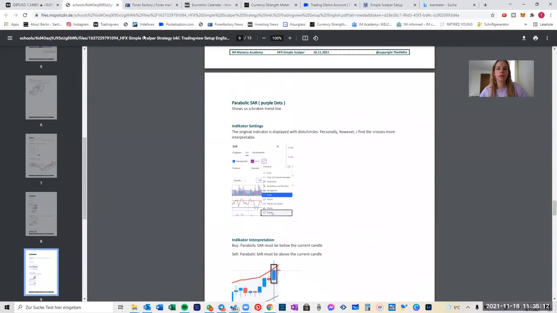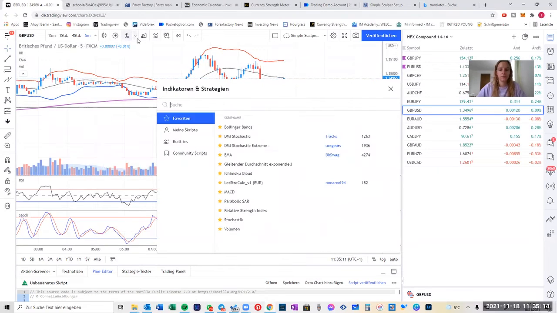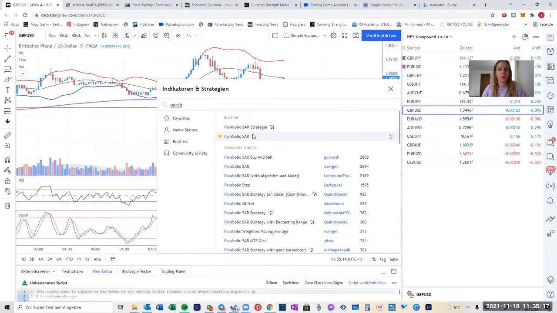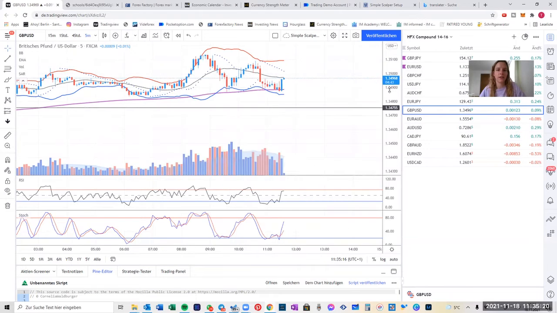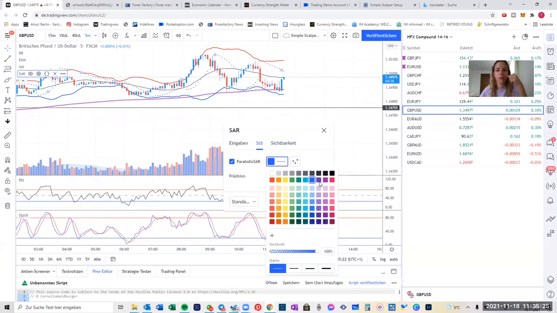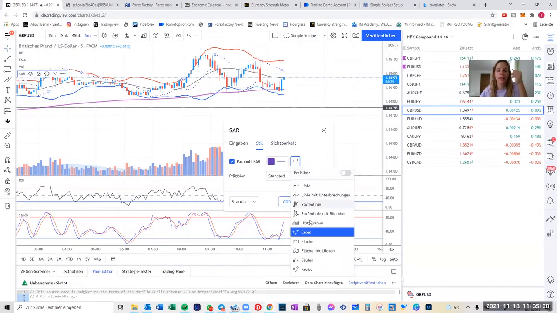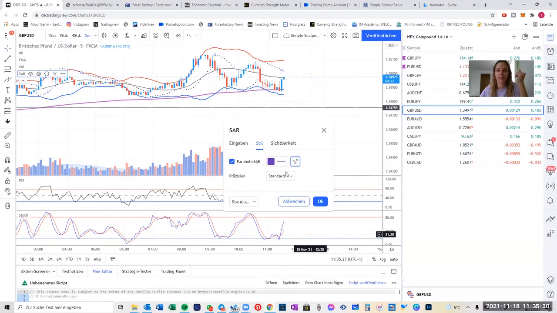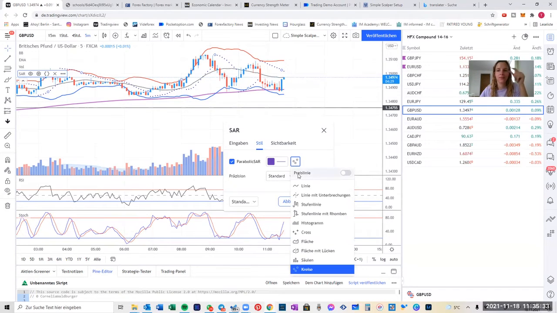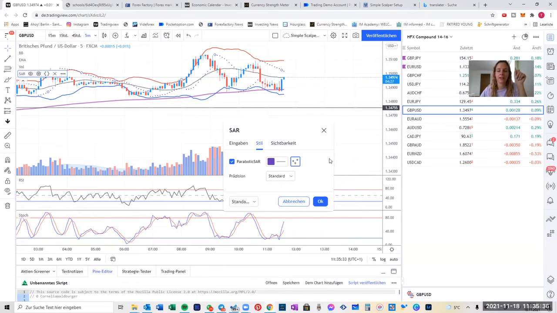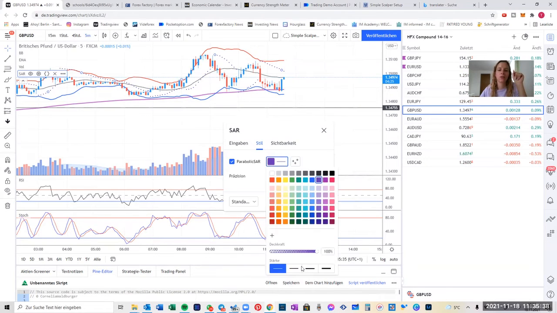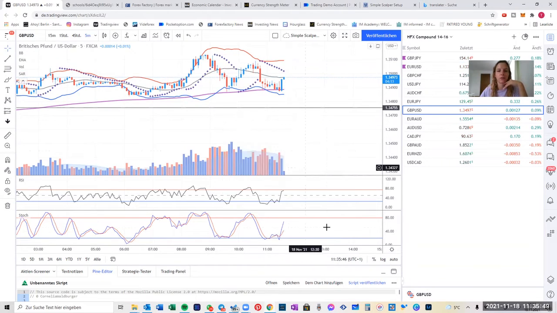Then we have the purple dots, the parabolic SAR. We make this thing purple. Your standard setting is circles, but I can't read it with circles, with dots. I take crossings. That's also a little bit of a favorite thing. You can make it thicker, but then you don't see anything. You have to look.